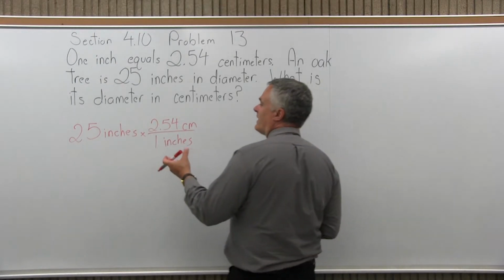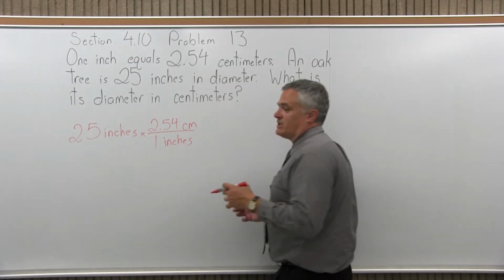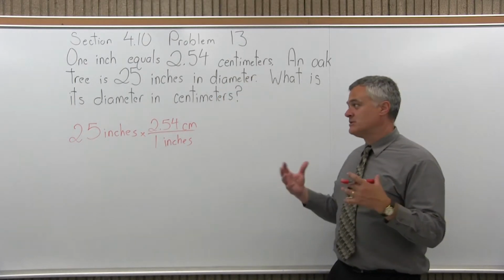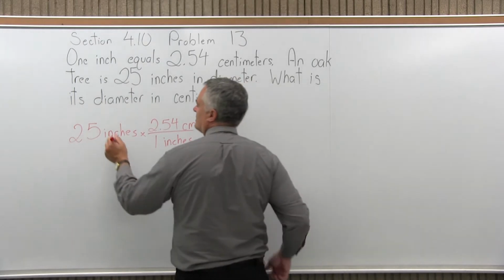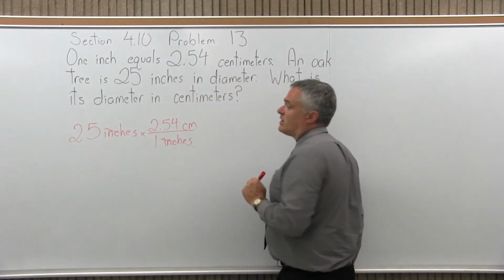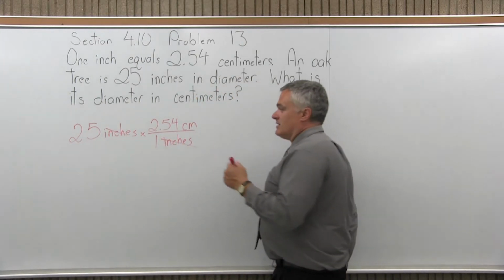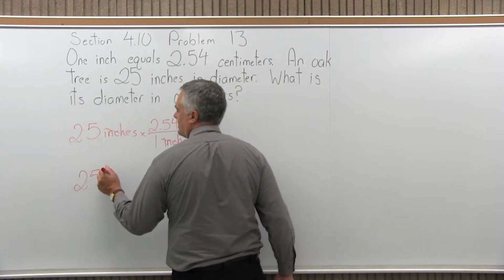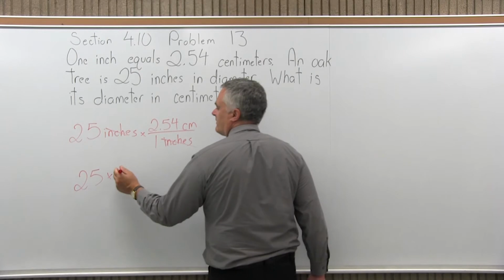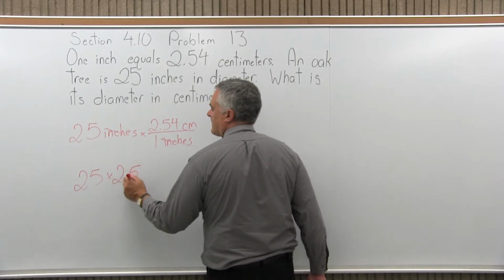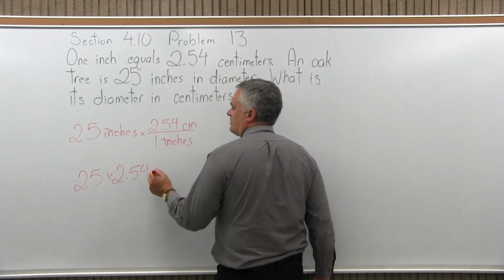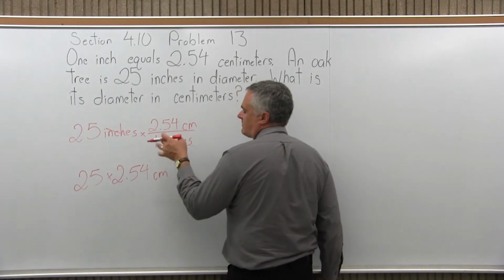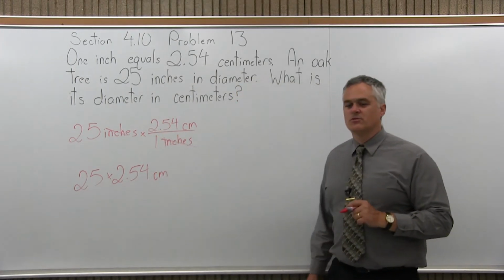Now you have the same amount in numerator and denominator, so it's essentially a 1. I'm multiplying 25 inches times 1, so I'm not really changing the diameter of the oak tree, I'm just changing the units of measure. Inches in the numerator, inches in the denominator will cancel. And to finish the math, what I have is 25 from here times 2.54. And my units of measure will be centimeters. I abbreviated it instead of writing the whole thing out. CM is the standard abbreviation.